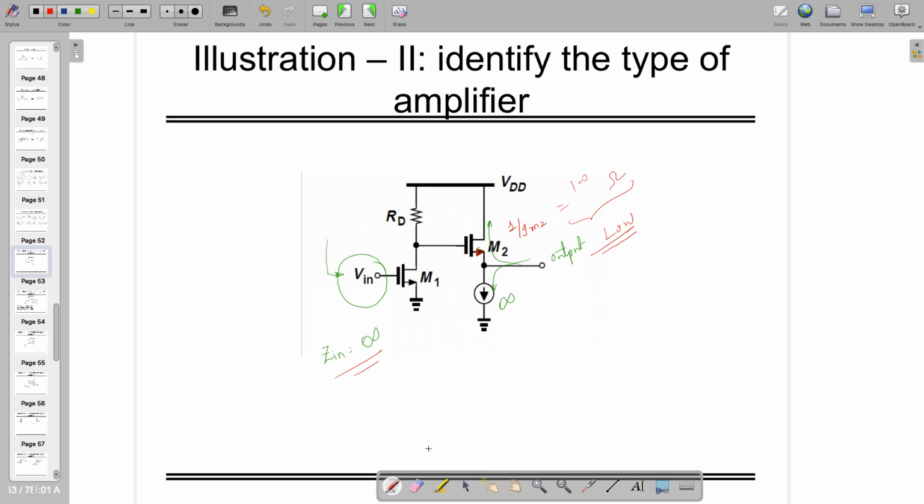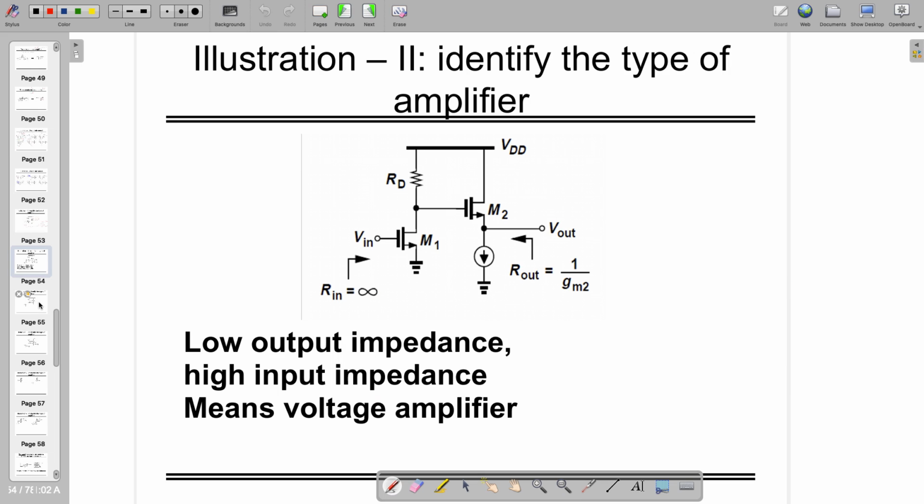Then you can say that this particular amplifier is a voltage amplifier, or a voltage controlled voltage source, whose input impedance is infinity and output impedance is low. However, it's not exactly low, the value is 1 by gm2. We assume that it's low, right?